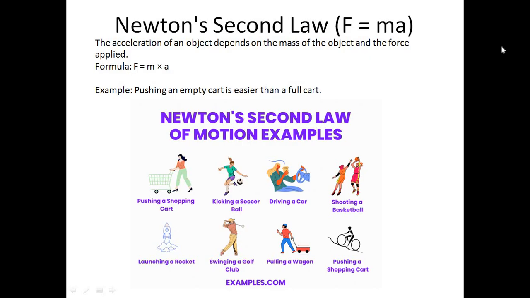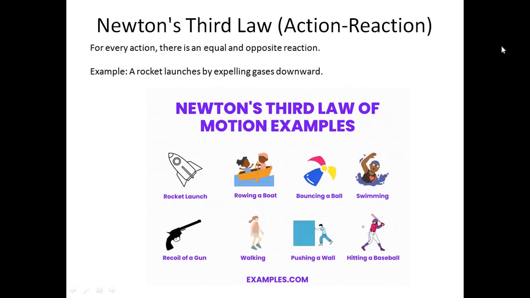So it's simply that the acceleration of an object depends on the mass of the object and the force applied. It is directly proportional to the force and inversely proportional to the mass, you can say. So this is all about Newton's second law of motion.